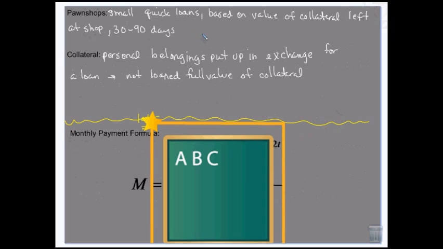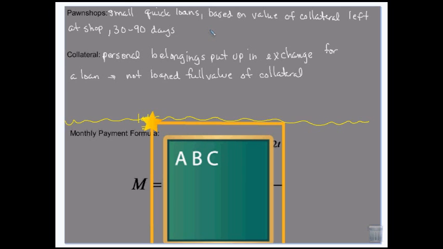So, pawn shops. You guys have seen pawn shops? Yeah. They give you small, quick loans based on the value of the collateral that you leave at the shop over a period of 30 to 90 days. Your collateral is your personal belongings put up in exchange for a loan. If you take out a mortgage, your house is the collateral.